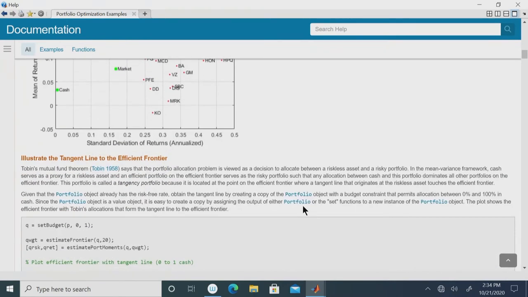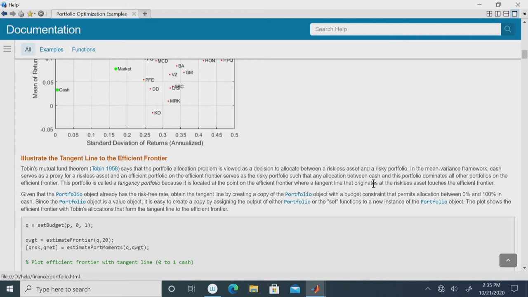Now we will talk about the tangent line to the efficient frontier. Remember that we will eventually make use of the goal. The first problem that we will look at is the two fund theorem. The two fund theorem makes use of a combination of investment in cash as well as a risky portfolio. The portfolio object that was set up earlier already has the risk free rate. So, what you do is the following.